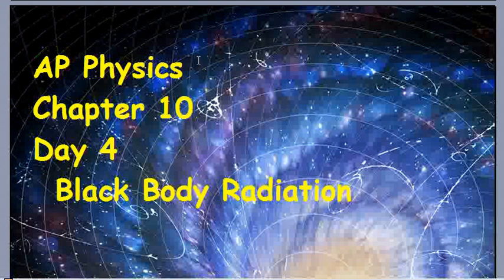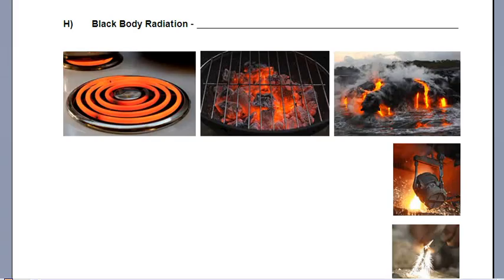This video is the fourth day of our Extra Topics chapter for Physics AP, and we're going to be taking a look at something called black body radiation. And in a simplified sense, this is all about the fact that when things get hot, they start to glow. In fact, I'm going to put exactly that down here right off the start. Black body radiation is nothing more than this.